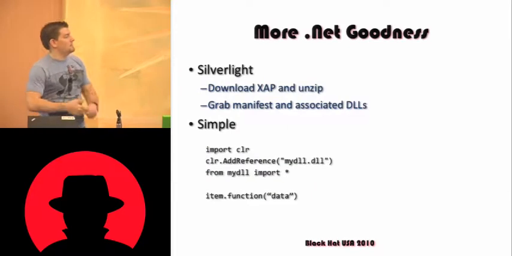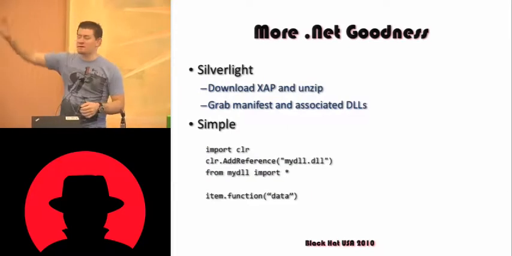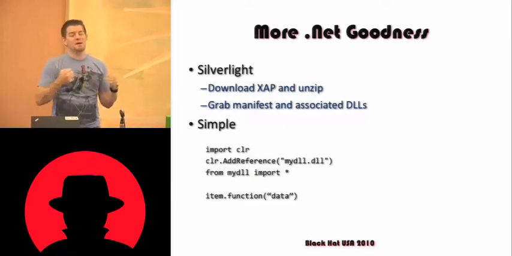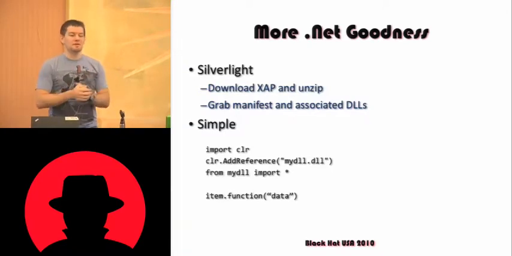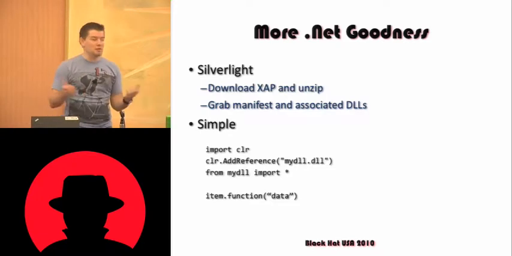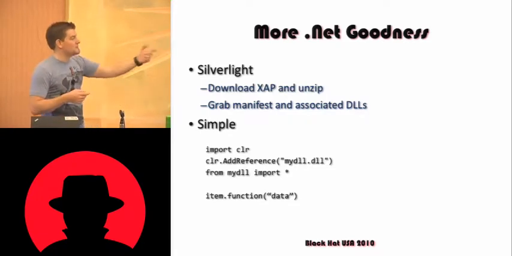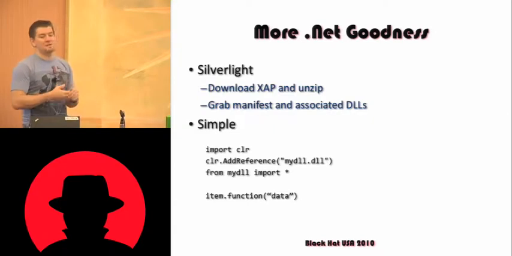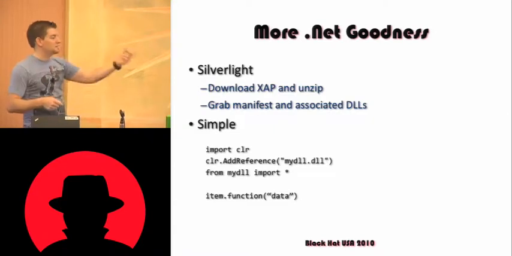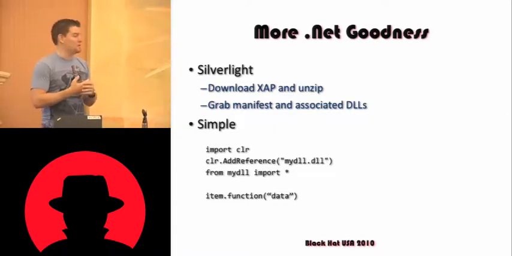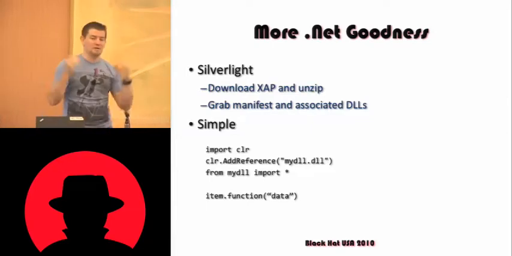So if you wanted to create a small tool that goes out to the web and hits a Silverlight app, takes the zap file down, unzips it, goes through the manifest and looks for all the DLLs and then imports them, you could do something cool like that. It's extremely simple. You just say import common language runtime, then add the reference to the DLL, and then do a standard Python import statement for those functions. And then just start calling the functions. Pretty easy.